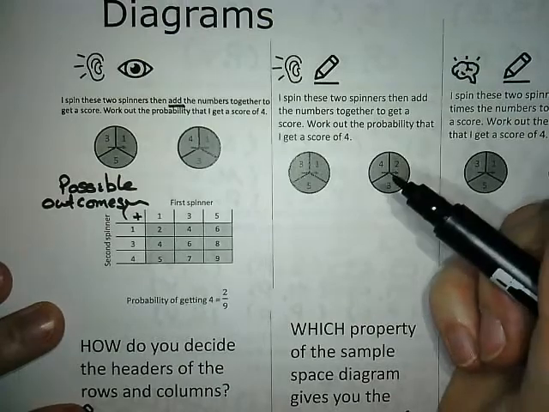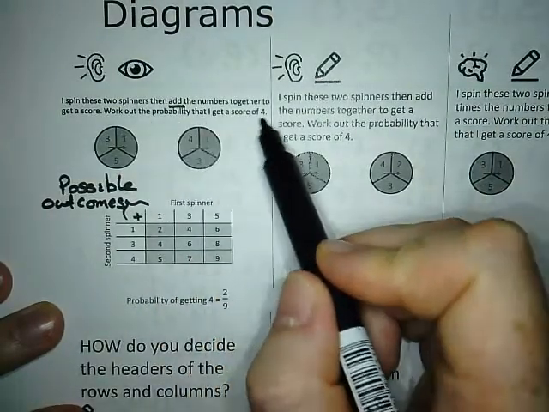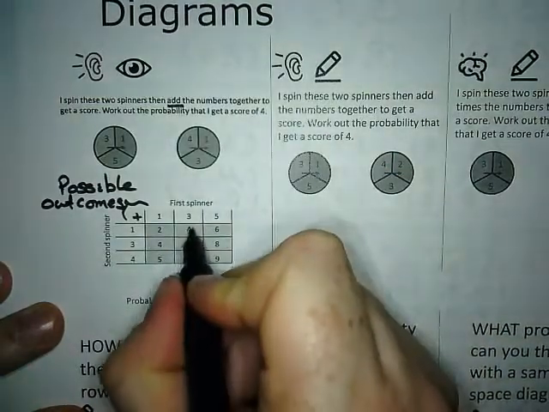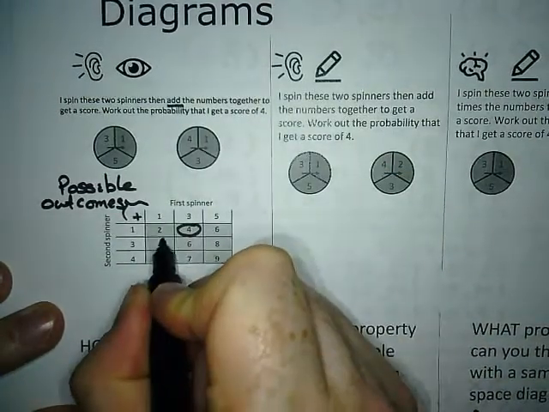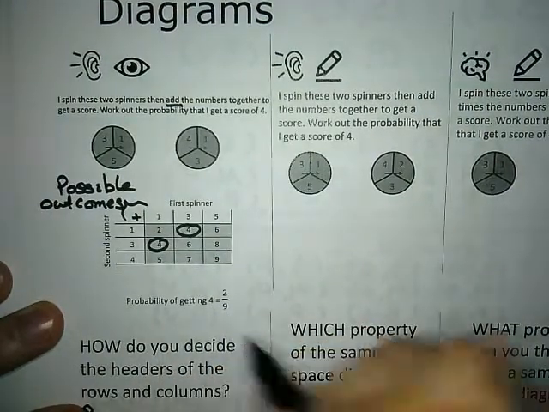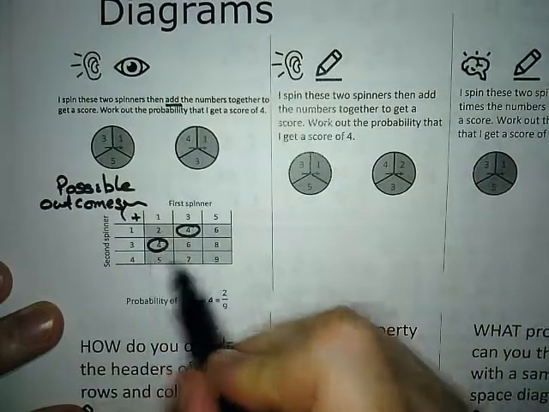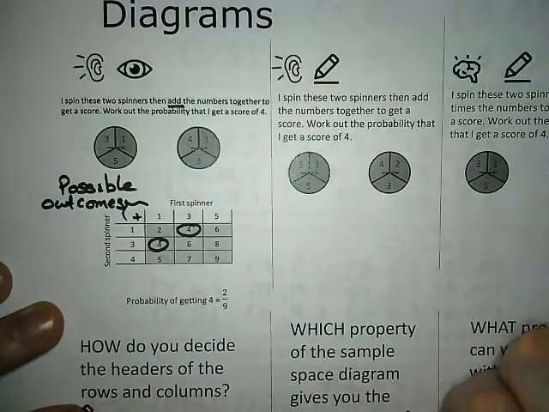It then asks me to work out the probability. So it says, work out the probability that I get a score of 4. So I look in my box and I've got a 4, 4. So my probability is 2 out of 9 because there are 2 4s and there are 9 things all together.